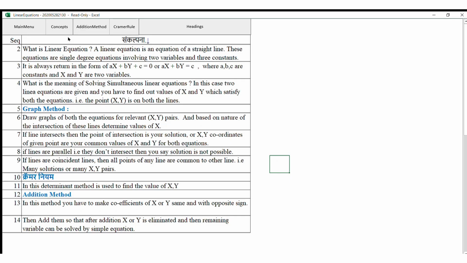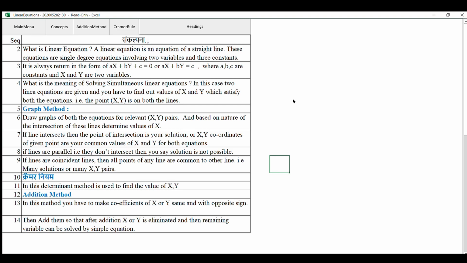All right, let's move on to the next topic. Okay, now let's take a look at the addition method. We will see an actual sum, you will understand it better.